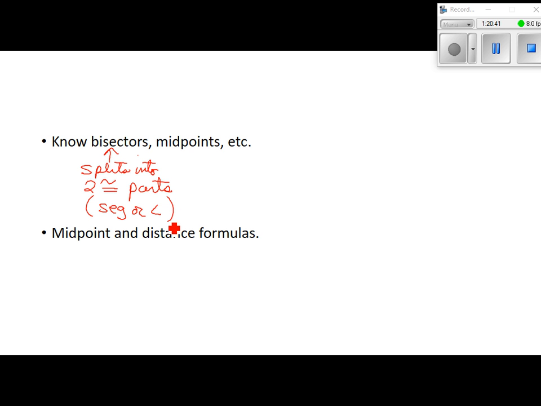Does a midpoint also? A midpoint is a bisector, but it's a bisector for only a what? For a segment. It splits a segment into two congruent parts.